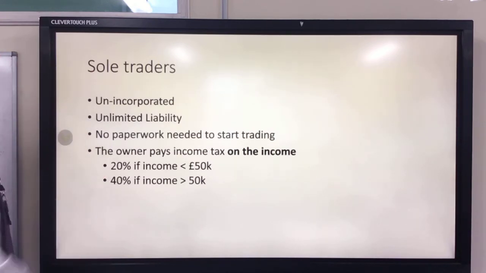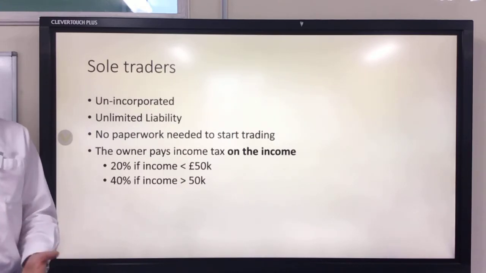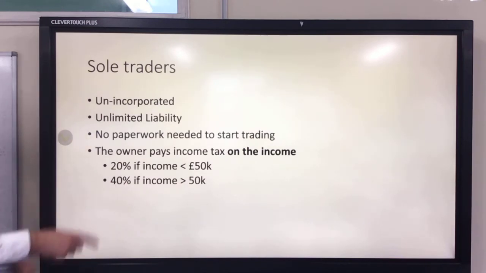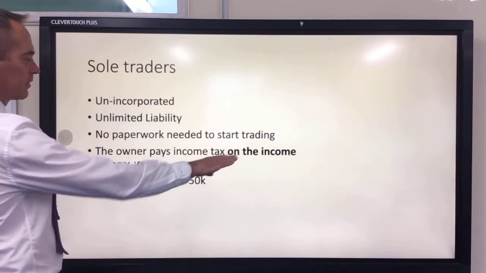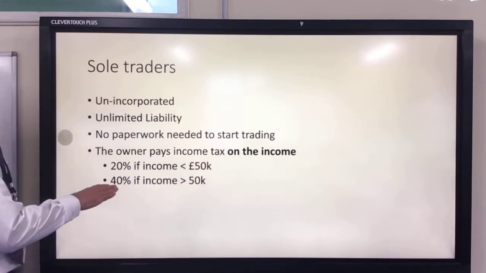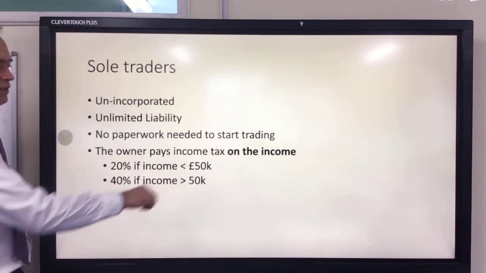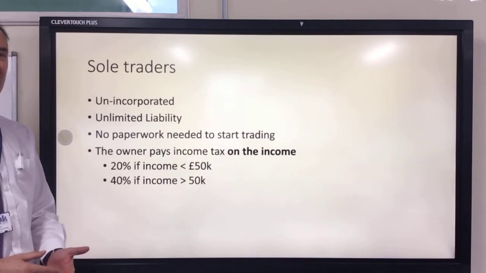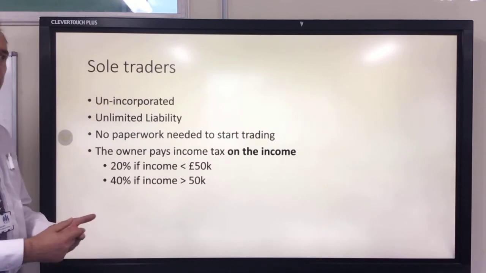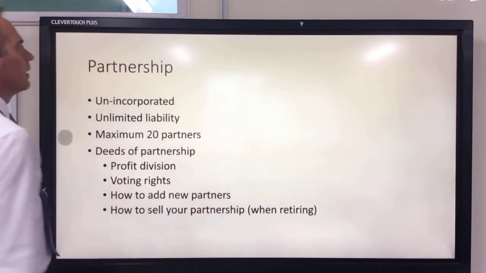One reason why there's no paperwork needed to start trading is that as there is no difference between you and the business in the eyes of the law, in the eyes of the government, then the government will come after you for income tax. And remember that income tax does rise reasonably quickly. I mean, £50,000 a year is a very good wage, but in terms of income for a business, it's not that high. So be aware of that.